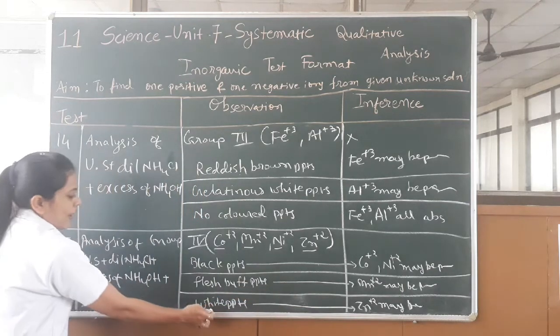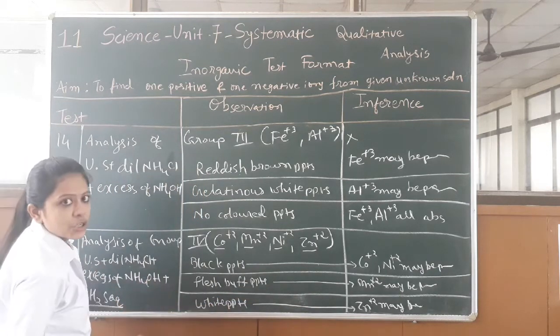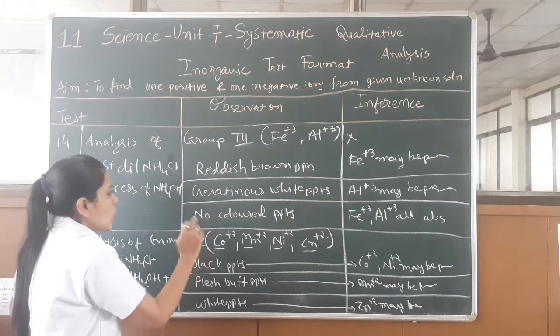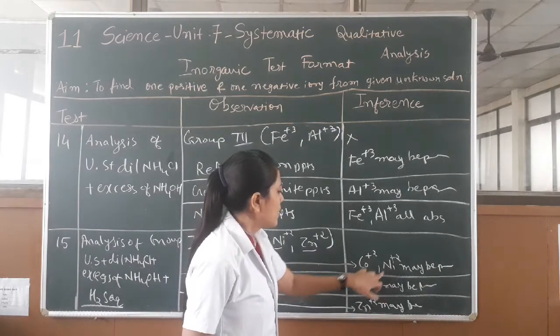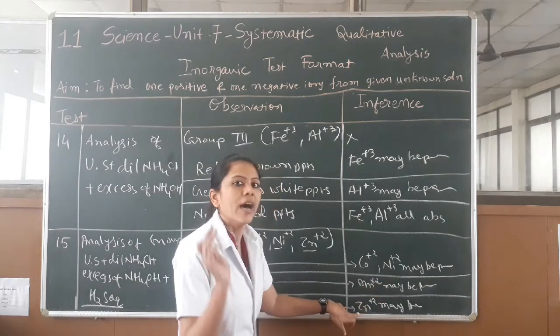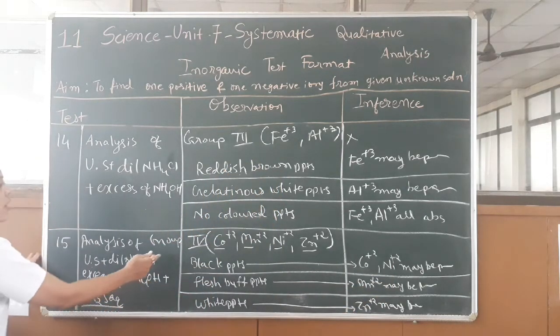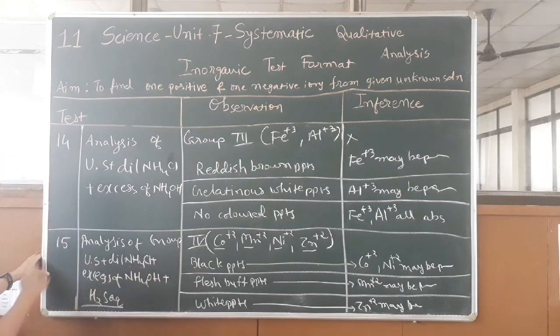I do not have any space here, so please, dear students, you have to write: no color precipitates, then cobalt, nickel, manganese and Zn are all absent. So here fourth group is complete. Let's move to fifth group.